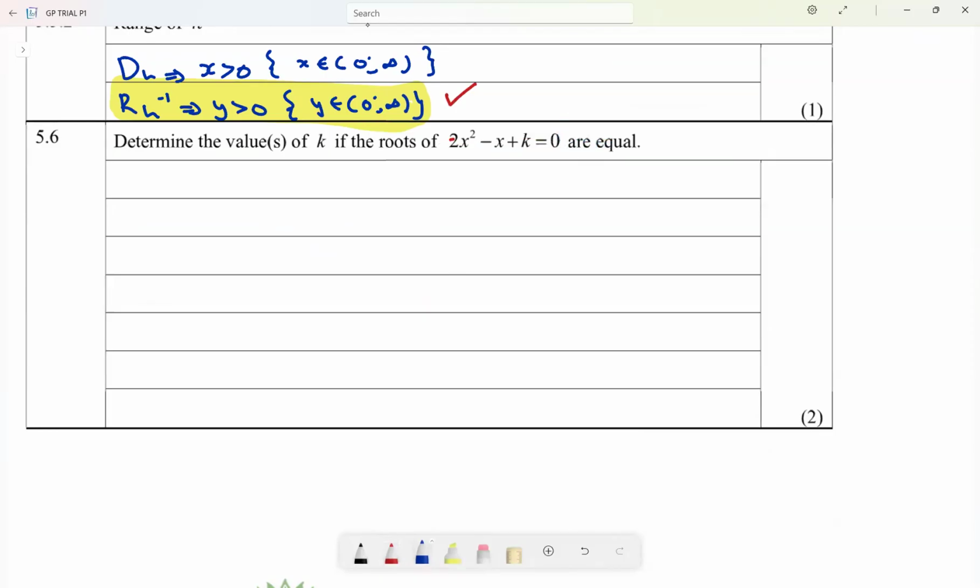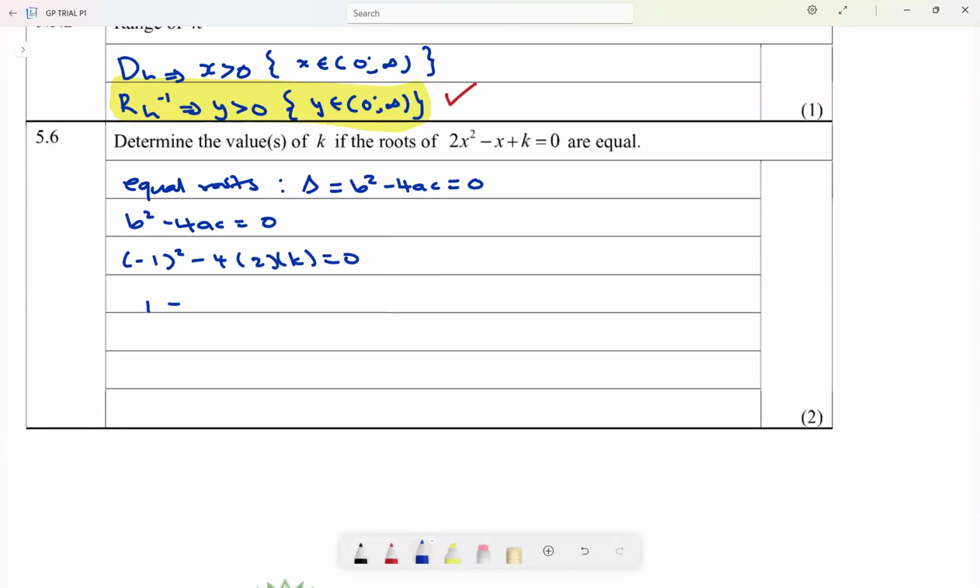So determine the values of k if the roots of this one are equal. Remember, for equal roots, the discriminant, which is equal to b squared minus 4ac, is equal to 0. So we need to output that b squared minus 4ac is equal to 0. How much is b? B is negative 1. So I'm going to say negative 1 squared minus 4a, it is 2, c, it is k. Then this is just 1 minus 4 times 2 times k, it is 8k, is equal to 0. And then negative 8k, it is equal to negative 1. Then k, it is equal to 1 divided by 8.